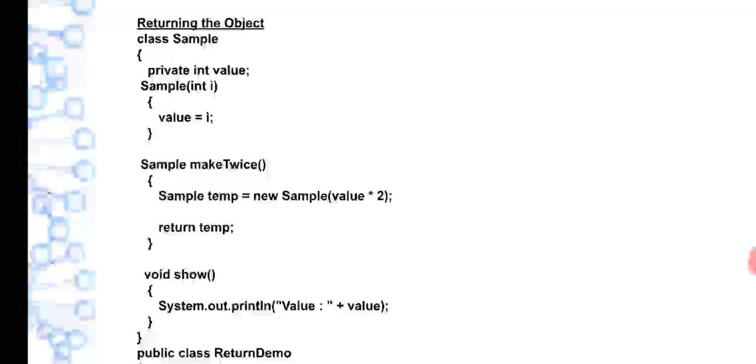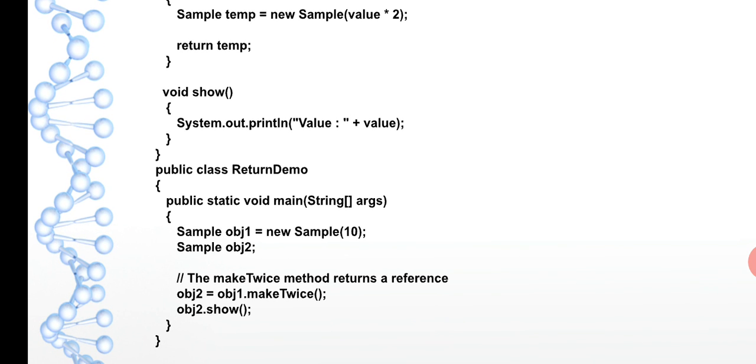Now what happens when this object is being created? The constructor of the Sample class will be called. Now 10 will be passed to int i, so i will have the value 10. The same 10 will sit in value, because inside you have written value = i. So 10 will sit in the value variable. After that you have one dummy reference for Sample. Sample obj2, you are creating one more reference object.